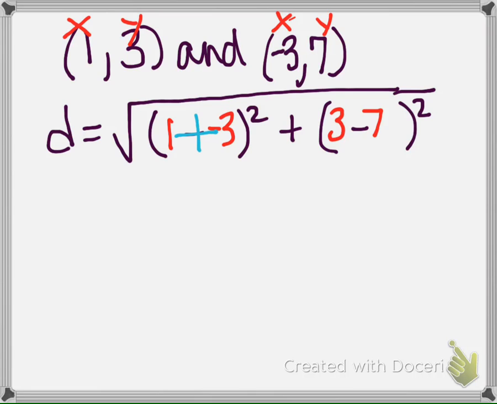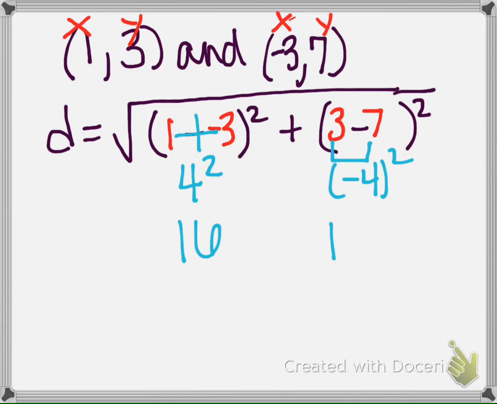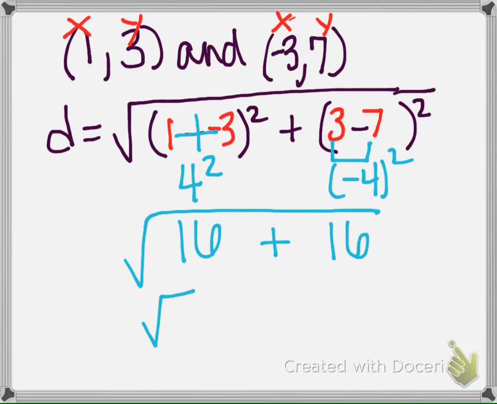So here we have 4 to the second power, which is 16, and 3 minus 7, that is -4, to the second power is also 16, all under the radical. So 16 plus 16 is radical 32. So we could enter that into our calculator, and we would get about, to the hundredths place, 5.66.